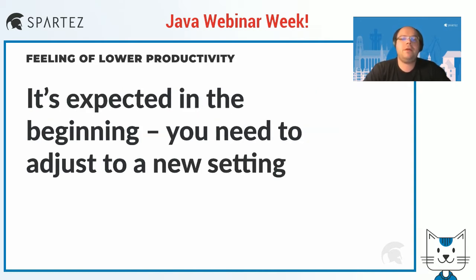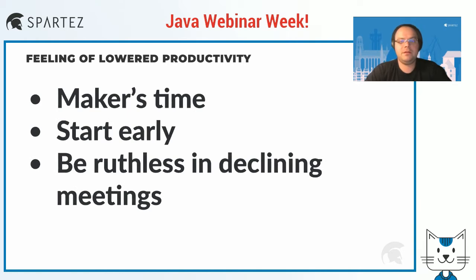Feeling of lowered productivity, I've already mentioned that before. So to sum it up, three things: maker's time, when you can devote yourself to deep work, to focused work, when you know that you won't be interrupted. Start early or work late, but don't do both at the same time. And then be ruthless in declining meetings.